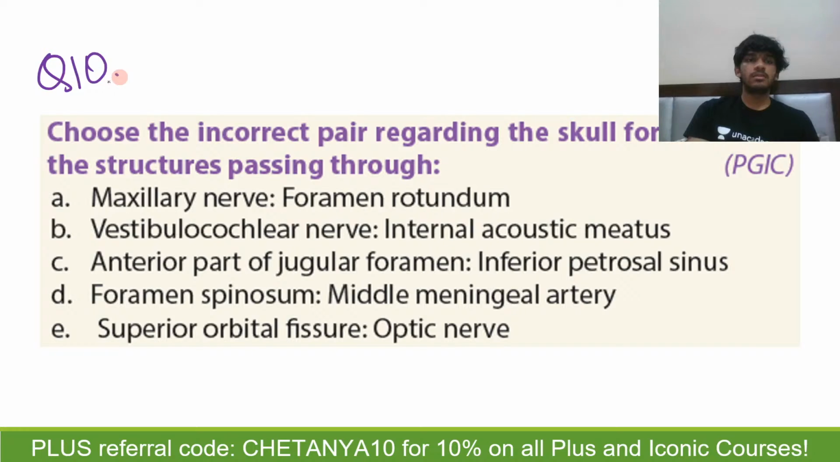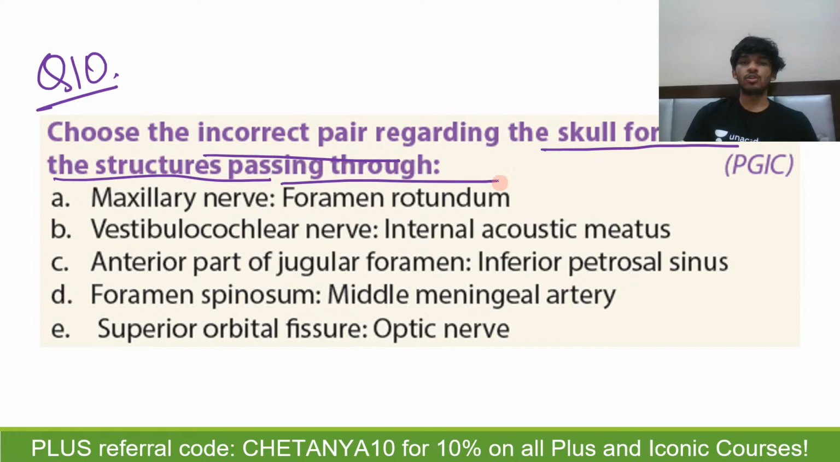Question number 10. Choose the incorrect pair regarding the skull foramina and the structures passing through. Yes, it supplies the internal ear. Right. Labyrinthine artery, you must remember, supplies the internal ear.